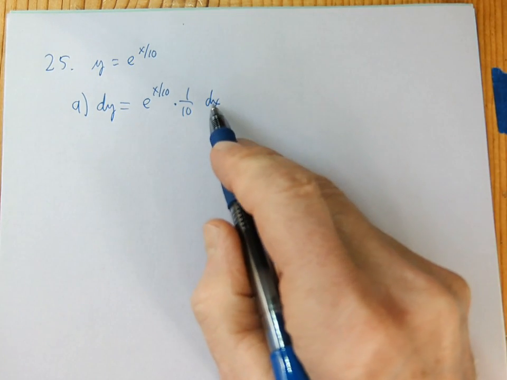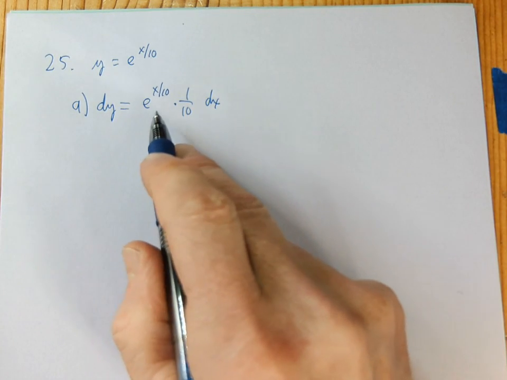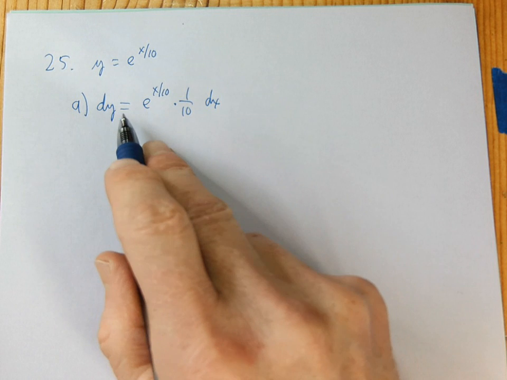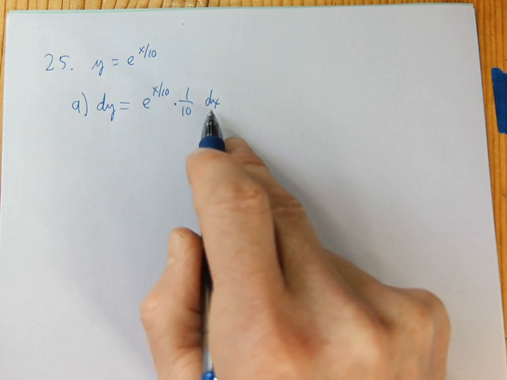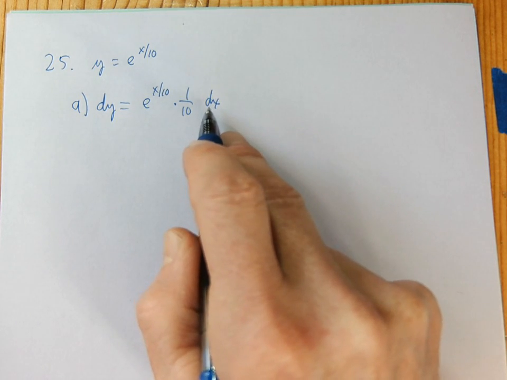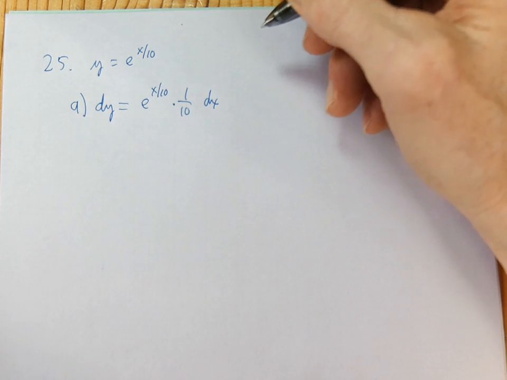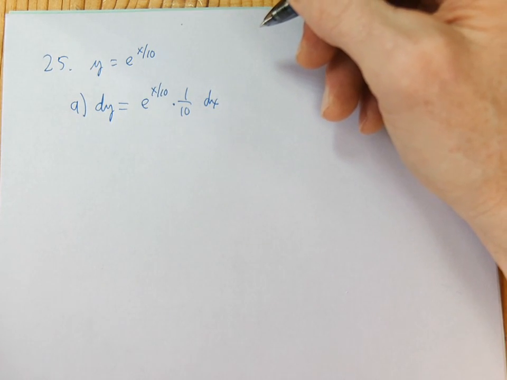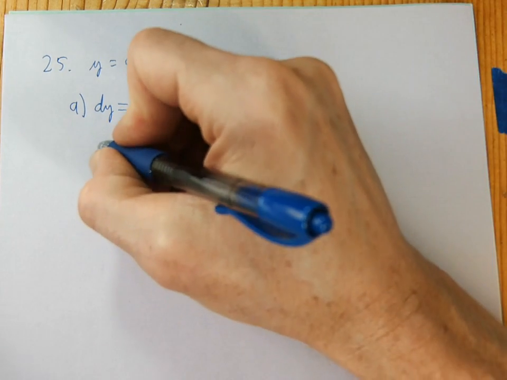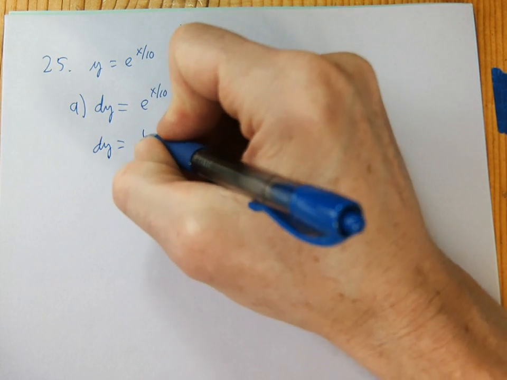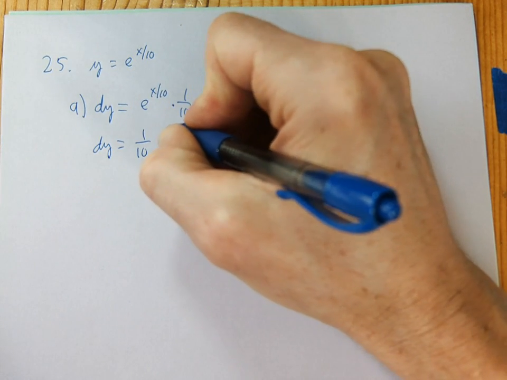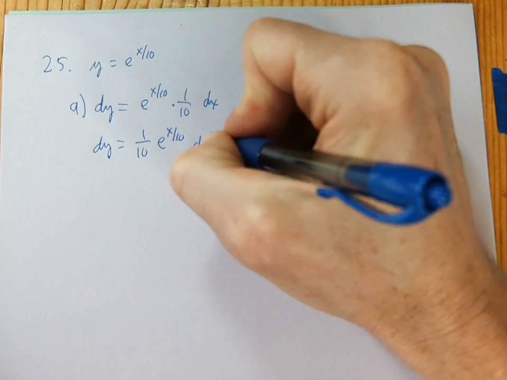So basically, dy/dx is the derivative. So dy is just the derivative times dx. You just take the derivative and put a dx in it, and that's it. That's what dy is. So we could simplify that, of course, and say, okay, dy is 1/10 e to the x over 10 dx.